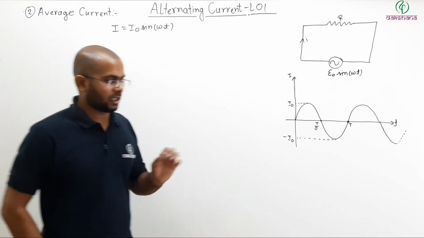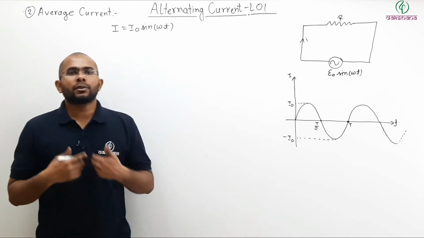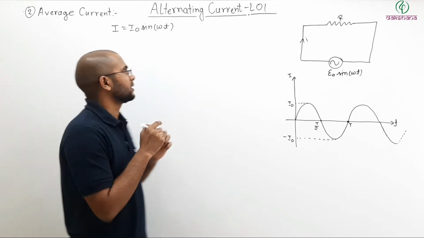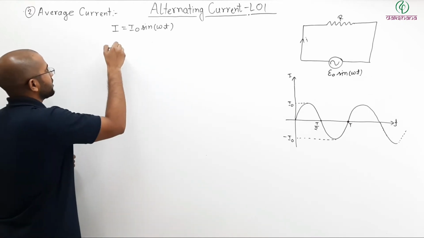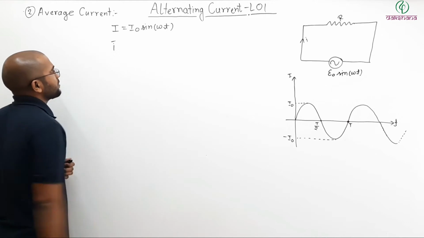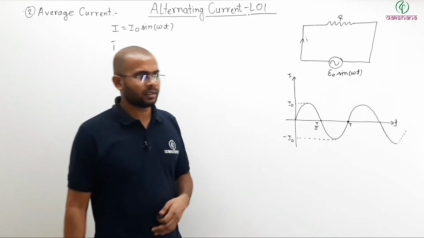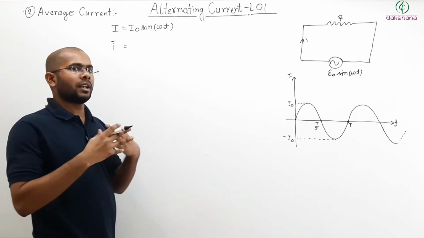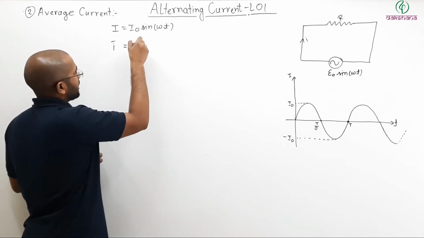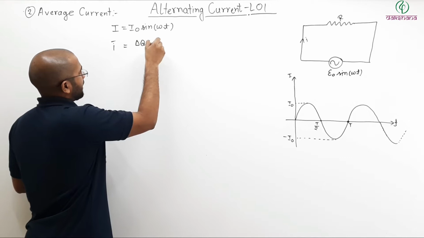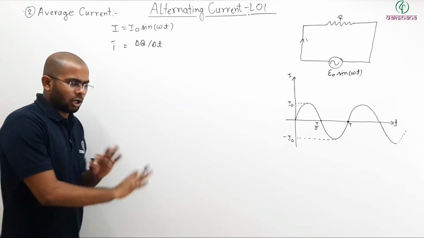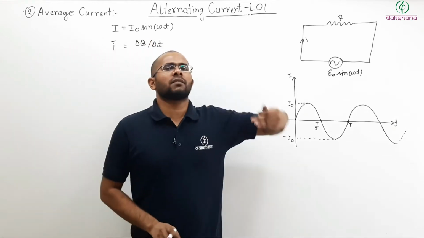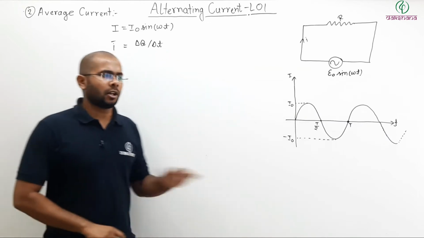That is your general equation. Now if I want to find the average current, let us write I average. Now I average is sometimes also written as I bar in some cases. We have already studied that I average is nothing but delta Q divided by delta T. That is always true. If you want to know the general average value, that is always delta Q by delta T.